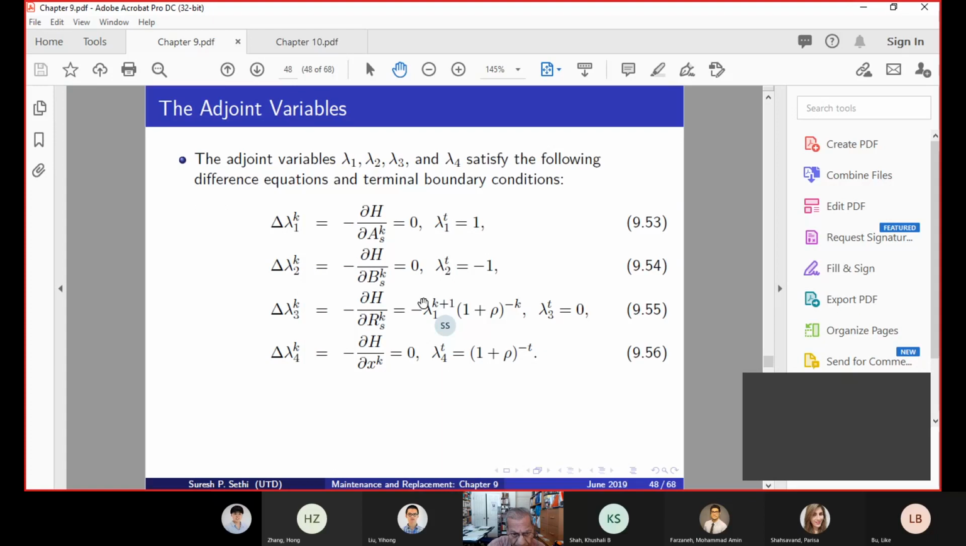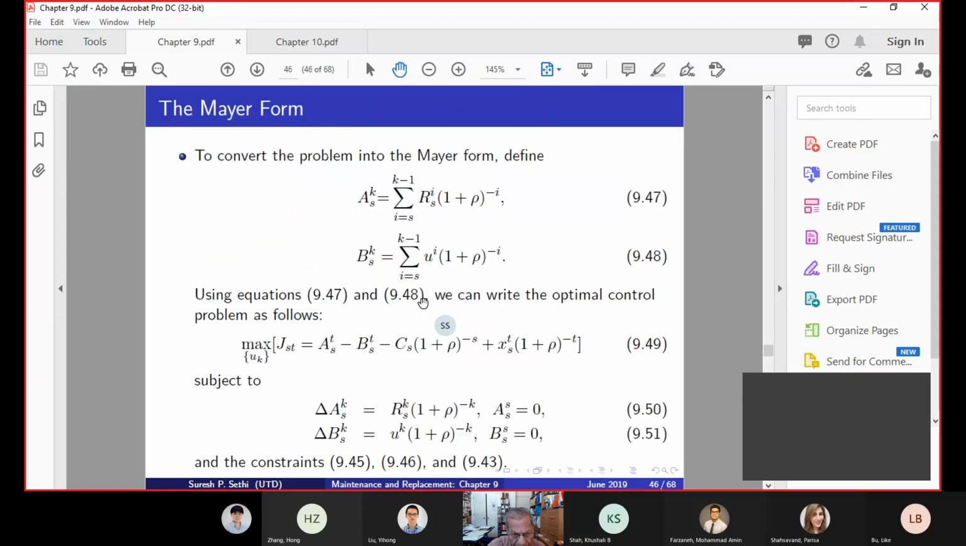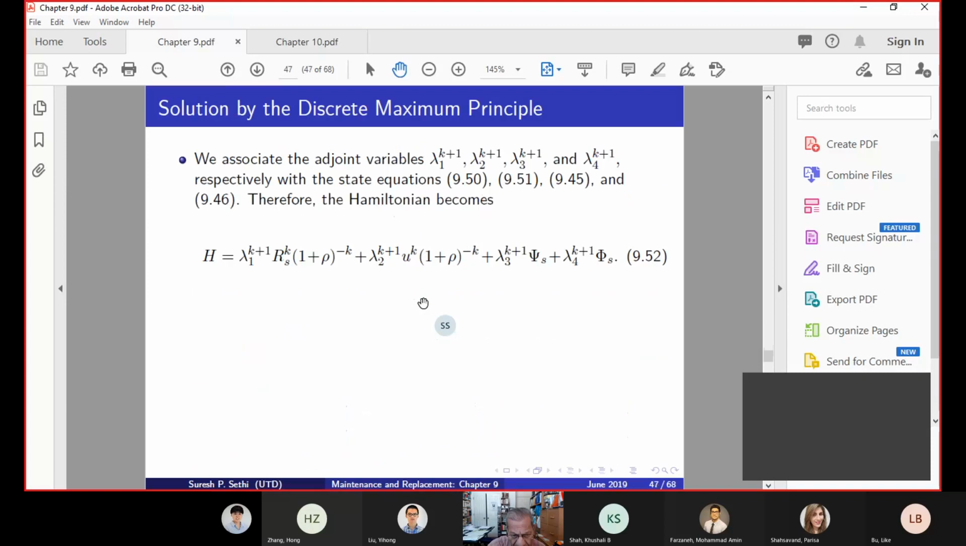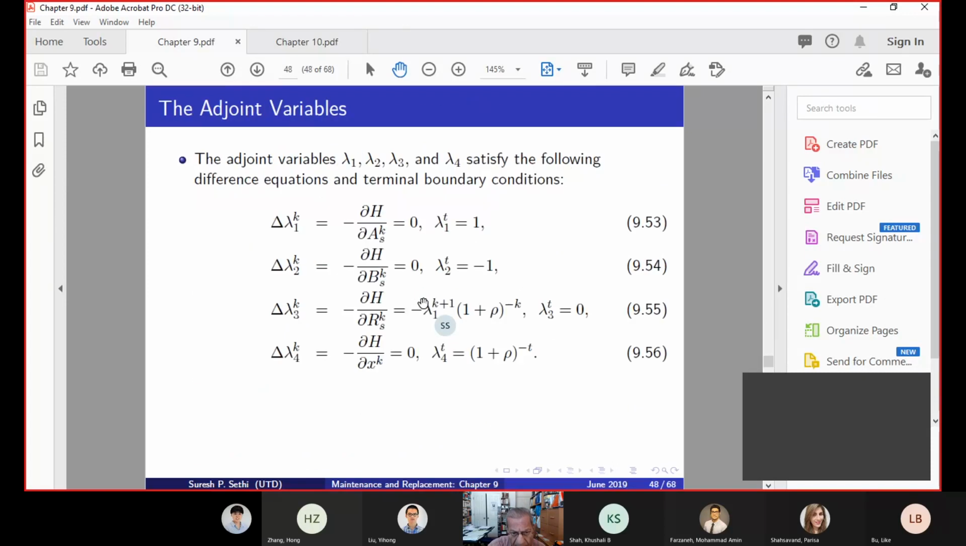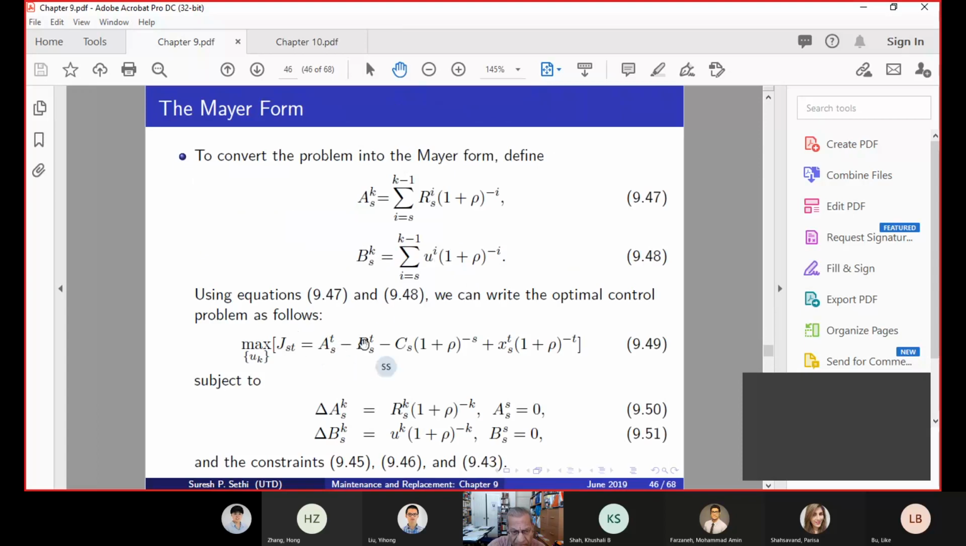What is going on here? That's correct. No, lambda 1,T, I'm sorry, it is correct. Lambda 1,T is not the derivative of the Hamiltonian, it is the derivative of the objective function with respect to A, and that gives you 1. And B gives you minus 1 because there's a minus 1 here. And then there's another one, that's the fourth equation.